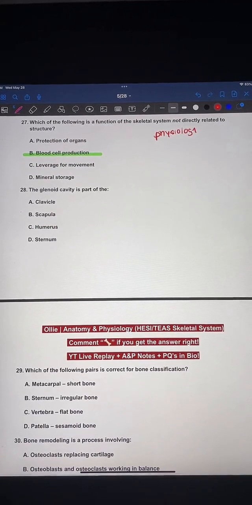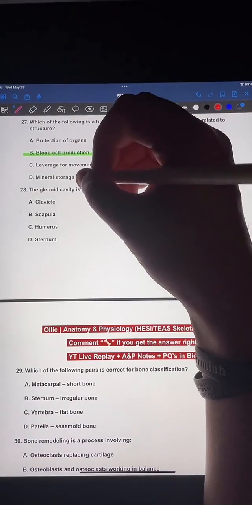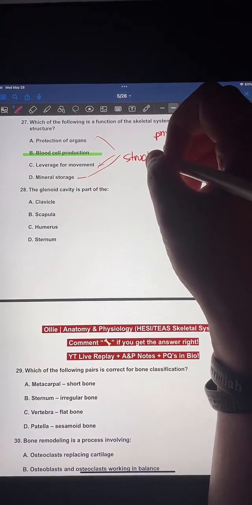Number 28, the glenoid cavity is part of what? The glenoid cavity is part of what? But again, protection of organs, movement, and mineral storage. These are all structural functions.